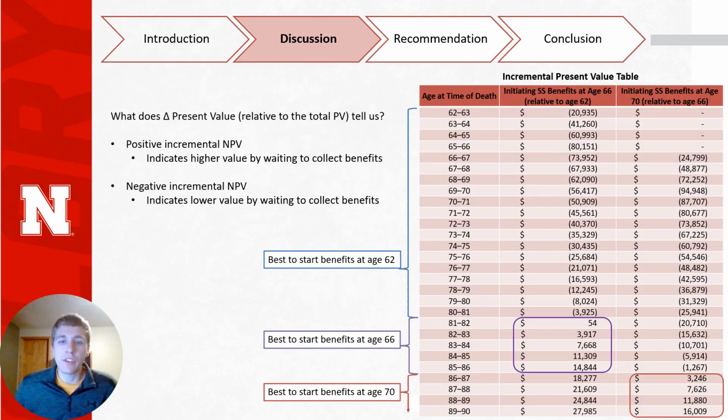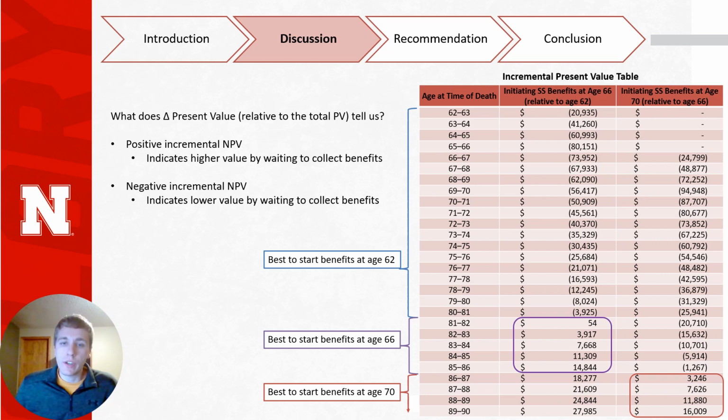We must understand what the change in present value, also known as incremental present value, reveals to us. A positive change in present value indicates there is more value in waiting to collect Social Security benefits. Conversely, a negative change in present value indicates there is more value in collecting the Social Security benefits earlier.